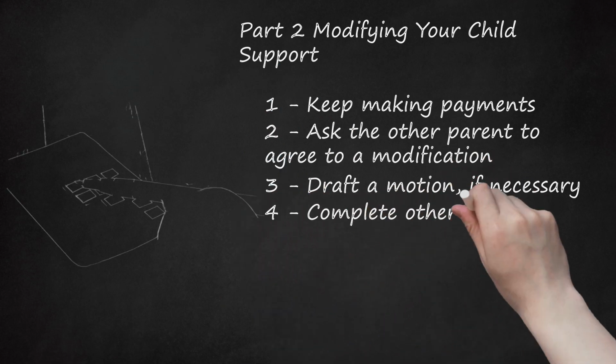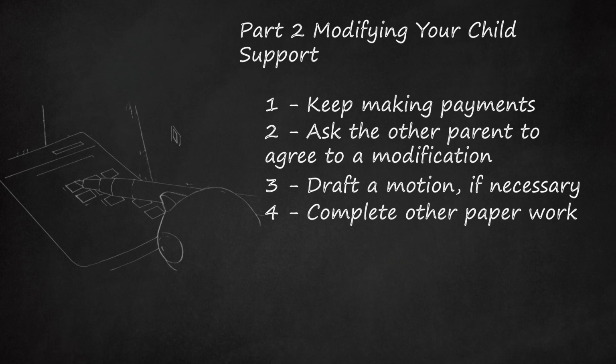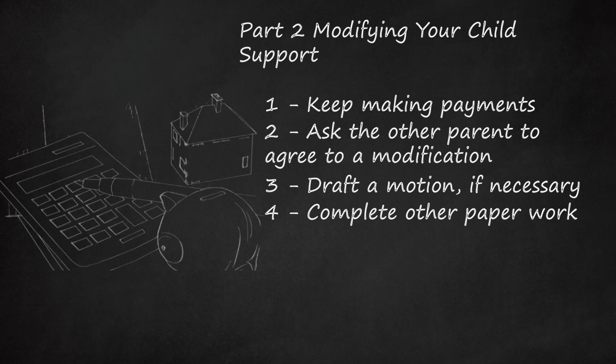4. Complete other paperwork. In order to ask for a modification, you typically must complete the same detailed financial forms that you completed before the judge set your original child support order. You should ask the court clerk to make sure you have everything.